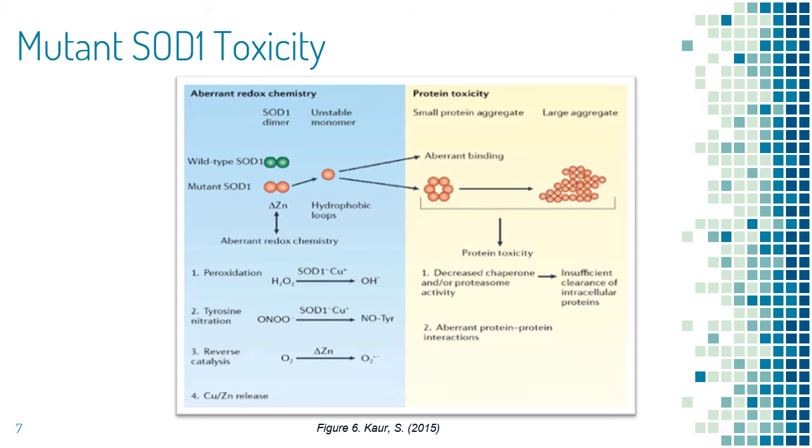So let's talk a little bit about why mutant SOD causes toxicity. So obviously it's responsible for getting rid of what's called superoxide, which is a radical that's formed through various reactions within the body. And if that radical isn't taken care of, obviously it can do some serious damage within your biological system. So down here, there's about 3 different reactions that are focused on. Peroxidation, which basically can lead to OH radicals, tyrosine nitration, and reverse catalysis where O2 goes back to superoxide radical.